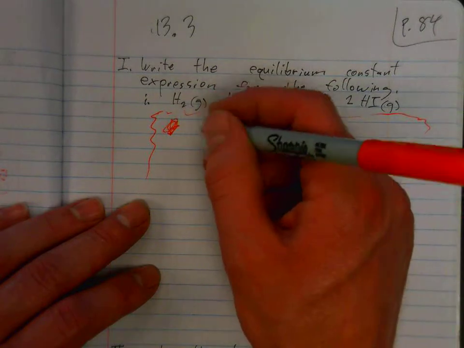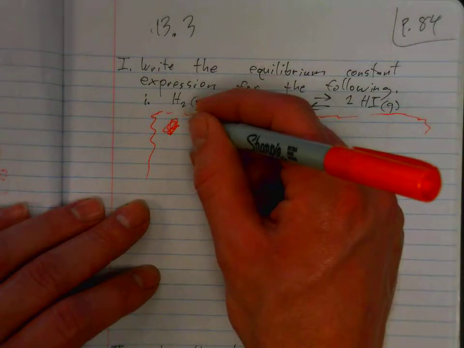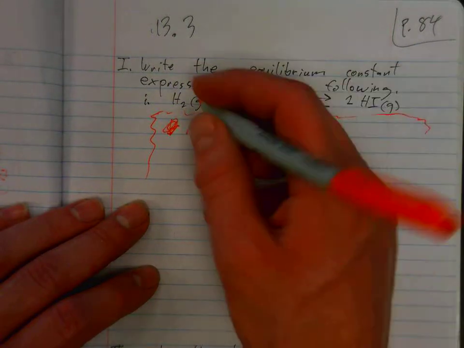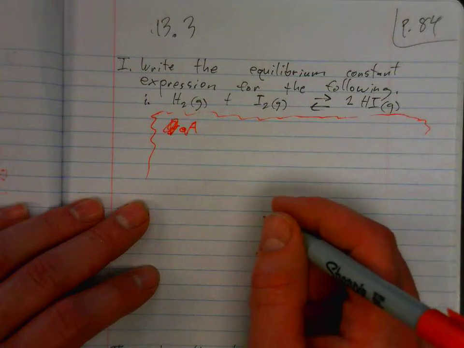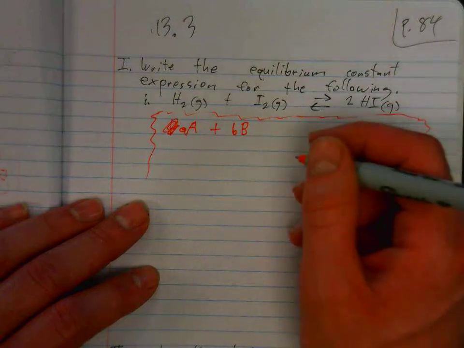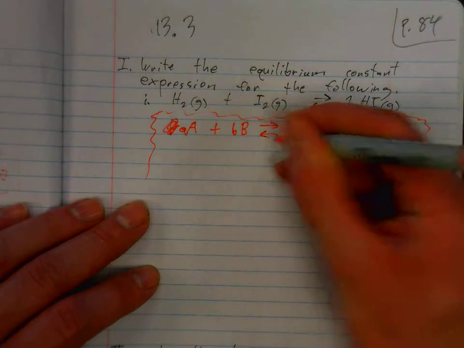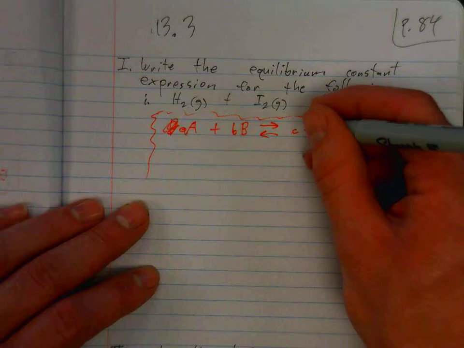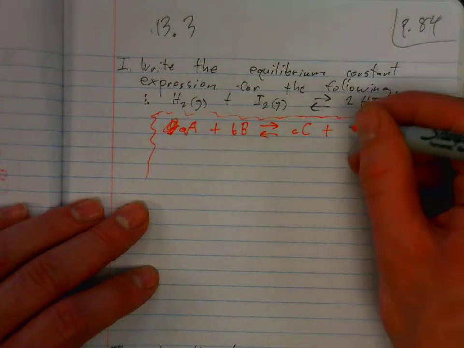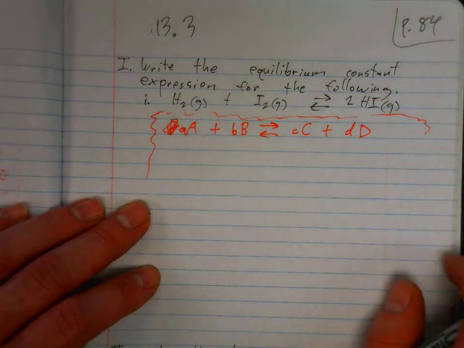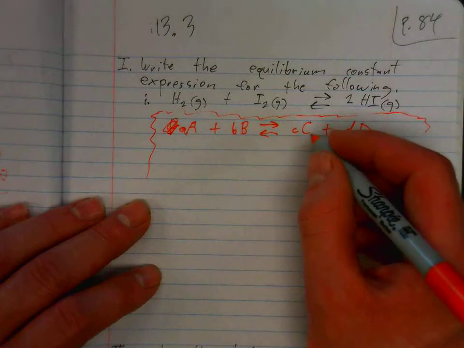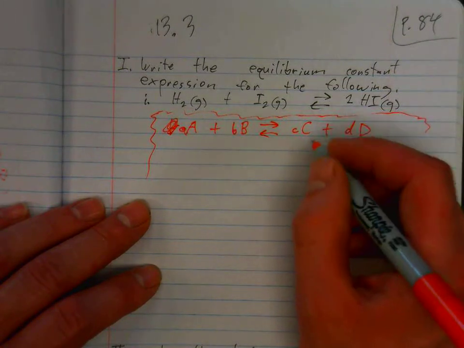So if we had the generalized reaction, capital A for the reactant and little a for the coefficient, plus capital B and little b for the coefficient, makes little c, where little c is the coefficient, plus little d, capital D. So here we have the products. The coefficients are shown with the lowercase letters, and the concentration of each species with the capital letters.